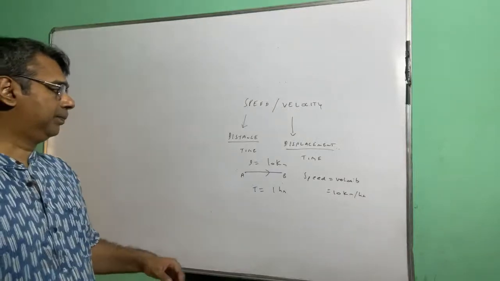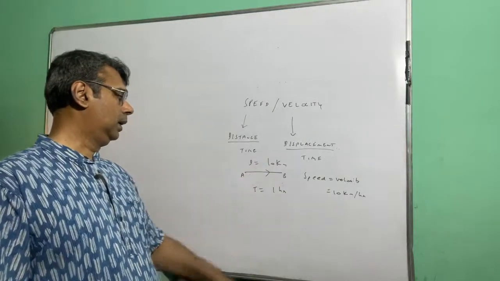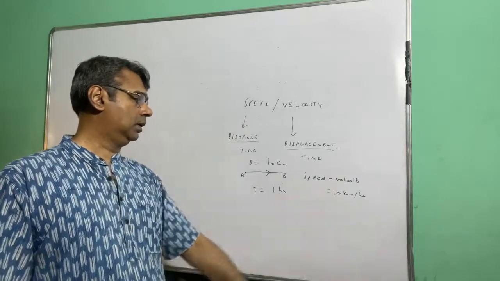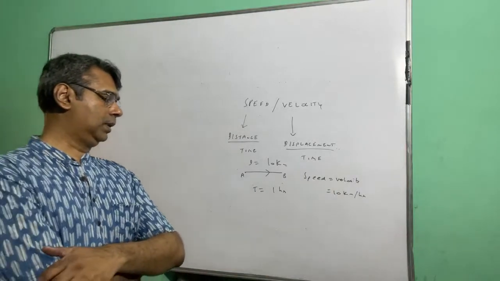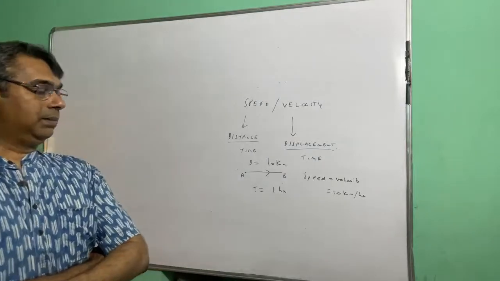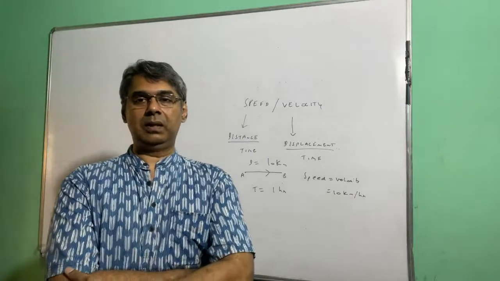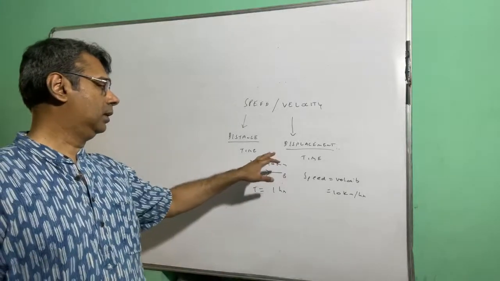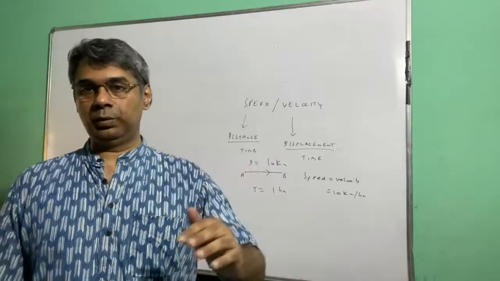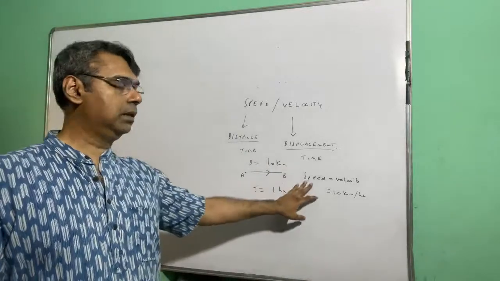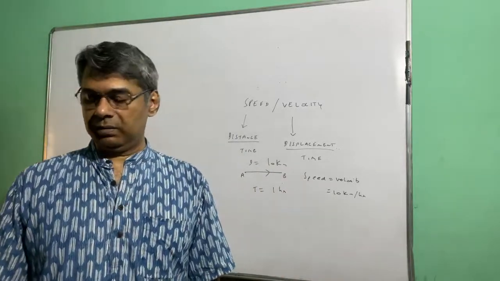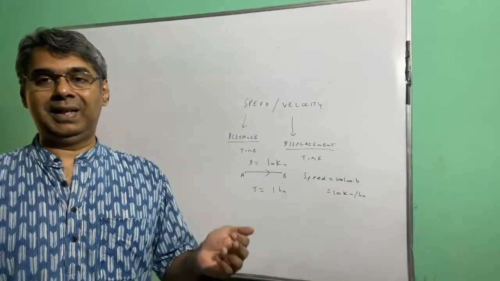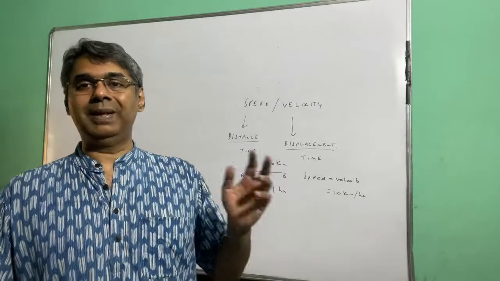So if a body is going from A to B, a distance of 10 kilometers and time taken is 1 hour, then the speed and velocity both are 10 kilometers per hour. But remember what I told you about displacement. In displacement you have to specify the direction. So you have to say the displacement is from A to B. When you say speed, you can say 10 kilometers per hour is the speed, fine. But when you say velocity, you have to say 10 kilometers per hour from A to B.